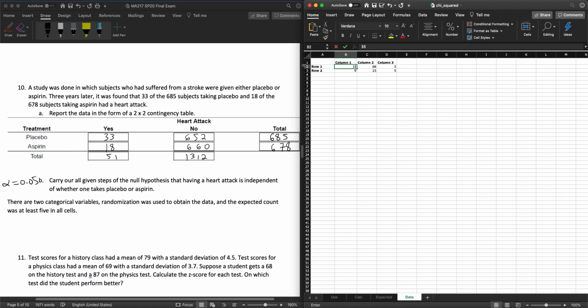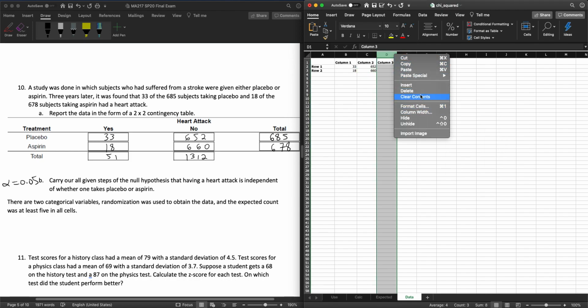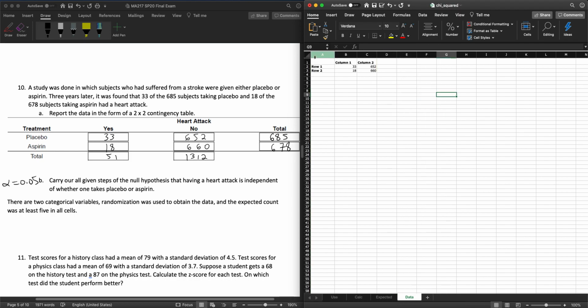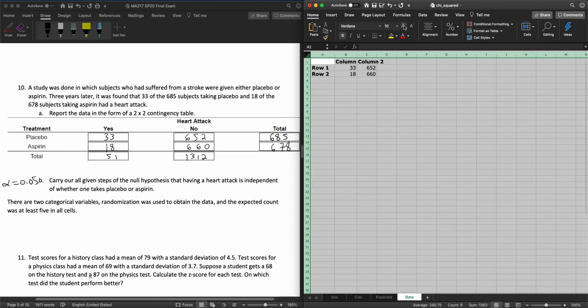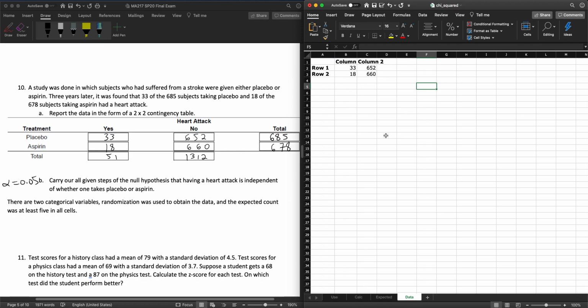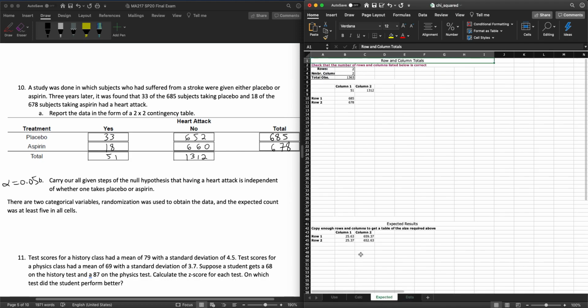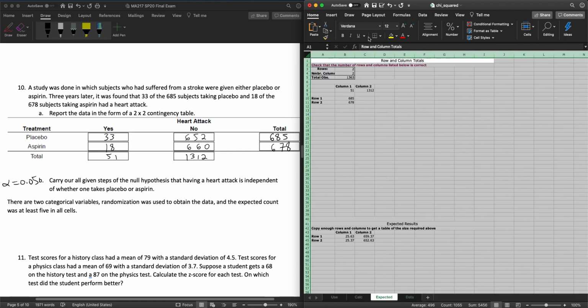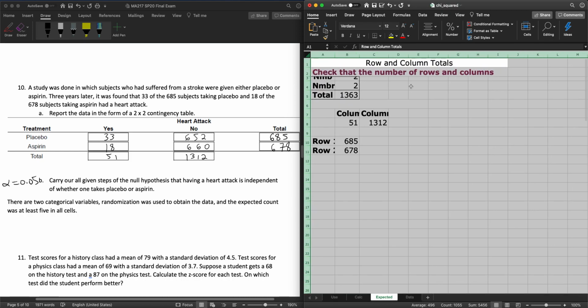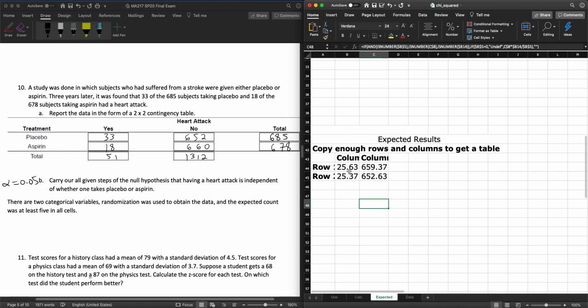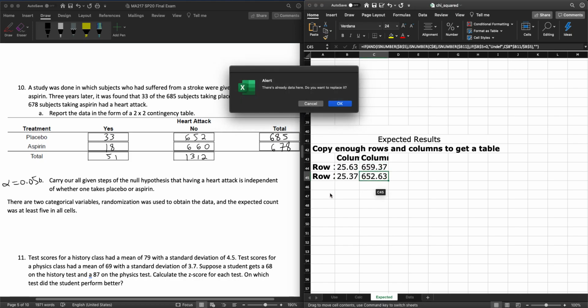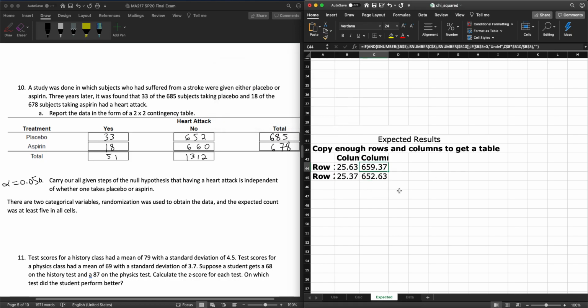If we type all of our data into the template I have here on the right, I'll just very quickly do that and get rid of this last column. Let me make it bigger to see. There we go. It's a 2x2 table. We have down here each of these expected counts are all above 5. So those are good.